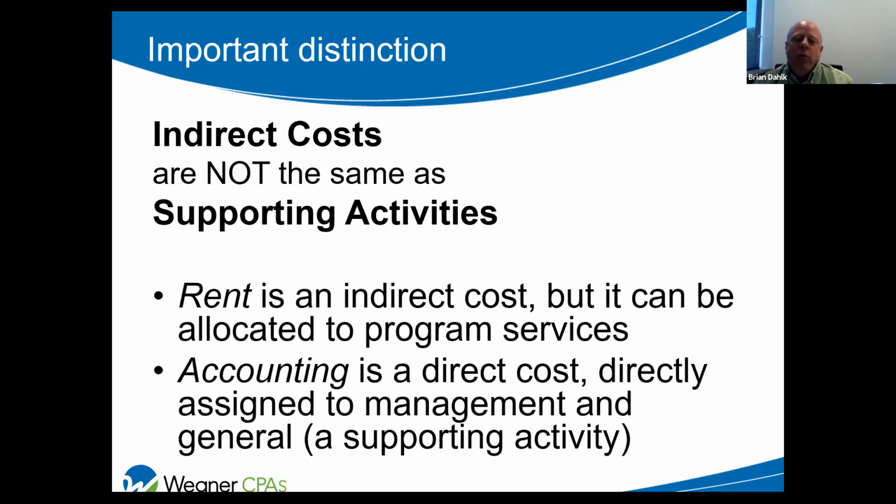For example, rent is an indirect cost, but it can be allocated to program services. It's not necessarily just a supporting activity. Whereas accounting is not an indirect cost, it's a direct cost, and it's directly assigned to a supporting activity of management in general.